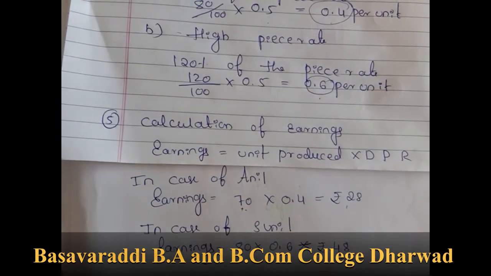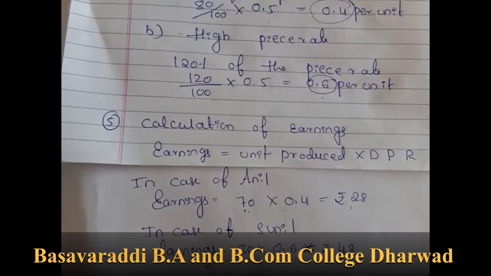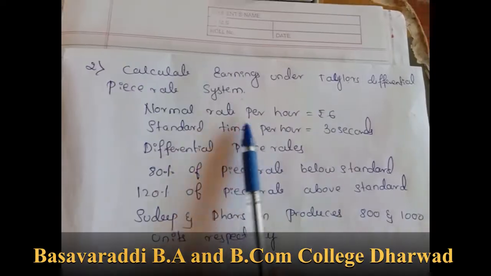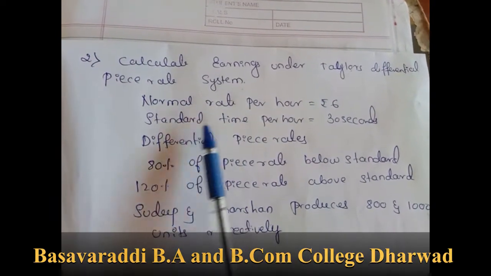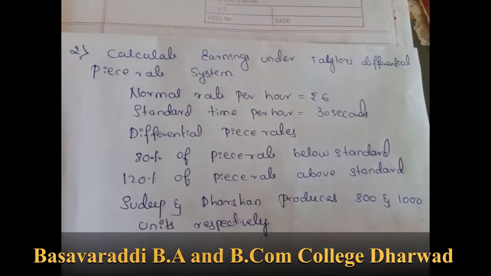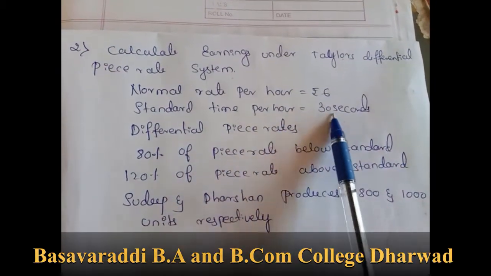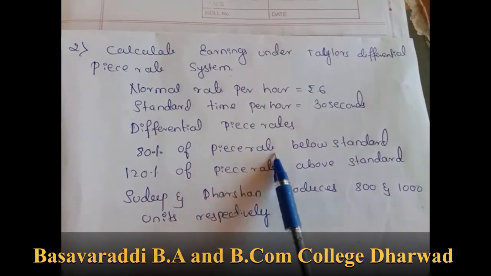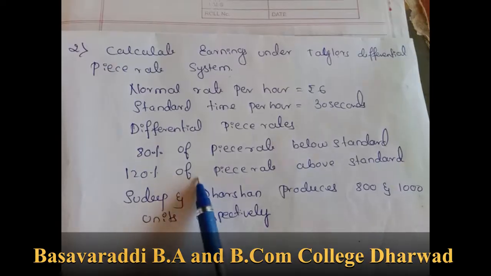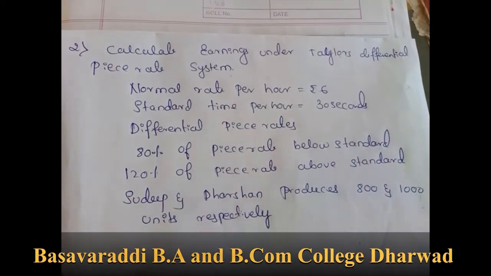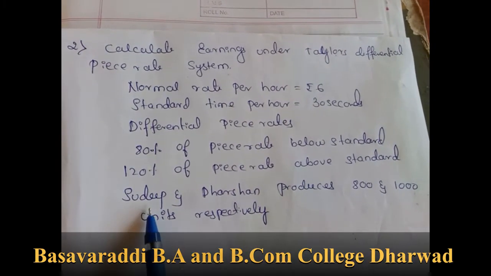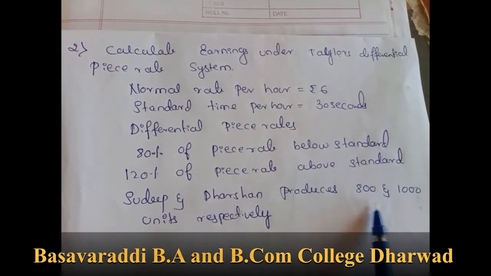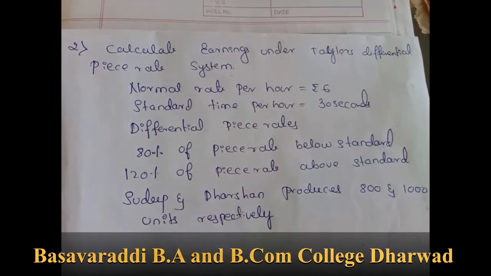I hope you understood. The next one is number 2. Calculate the earnings under Taylor's differential rate system. Normal rate per hour rupees 6. Standard time per hour 30 seconds. Differential piece rates: 80% of the piece rate below standard, 120% of the piece rate above standard. Sudeep and Darshan produce 800 and 1000 units respectively.